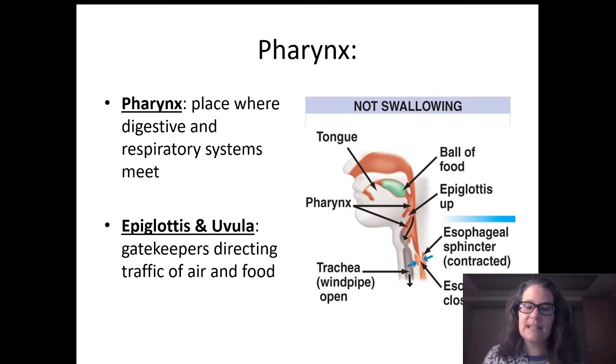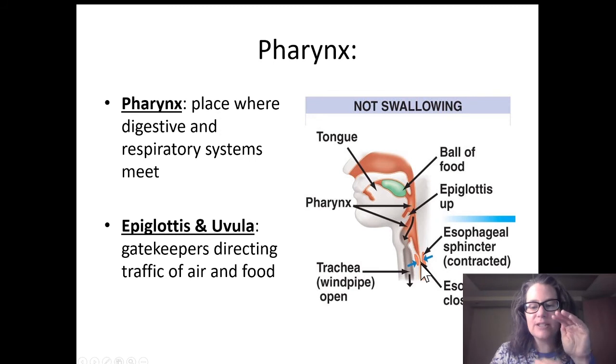The pharynx is the place that really is the intersection between your food tube, your esophagus, which is kind of the second tube in your throat, and this first tube, the trachea, which is your windpipe or your air tube. These flaps, the epiglottis and uvula, in a relaxed position, allow for air to come into this front tube, the trachea. It's only during swallowing that we force those flaps to cover our nose and our trachea so that we can then force food down our esophagus.